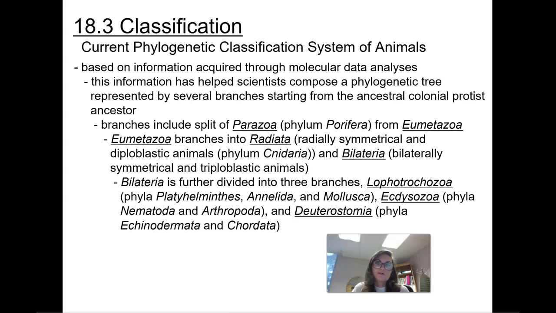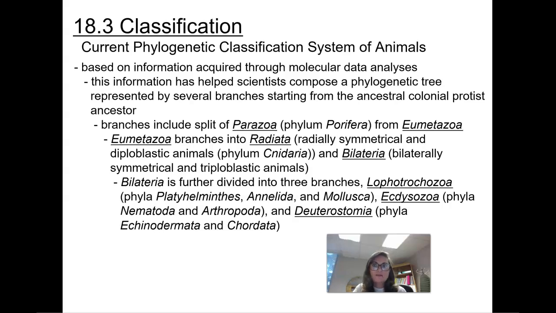So the current phylogenetic classification of animals is going to be based on information acquired through molecular data analysis. So we're going in, looking at the DNA, running the DNA, and looking at how it matches up with all the other chordates. This information is going to help scientists compose phylogenetic trees represented by several branches starting from ancestral colonial protist ancestors. So the branches are going to split off and include things like protozoa.